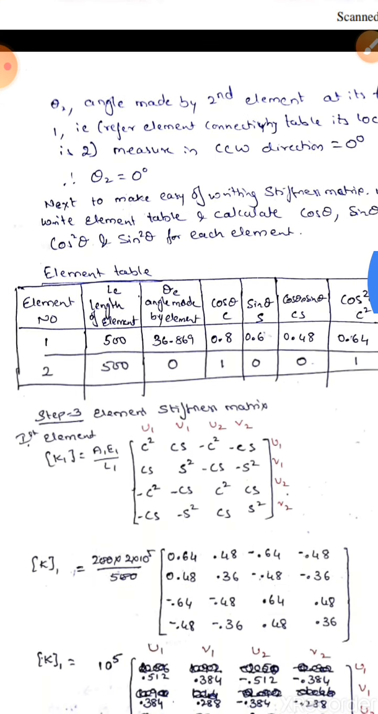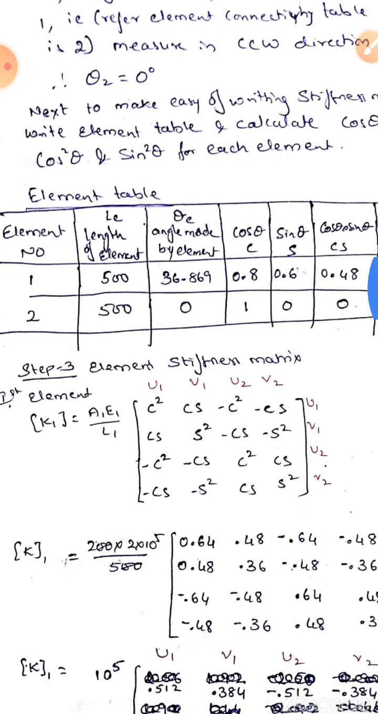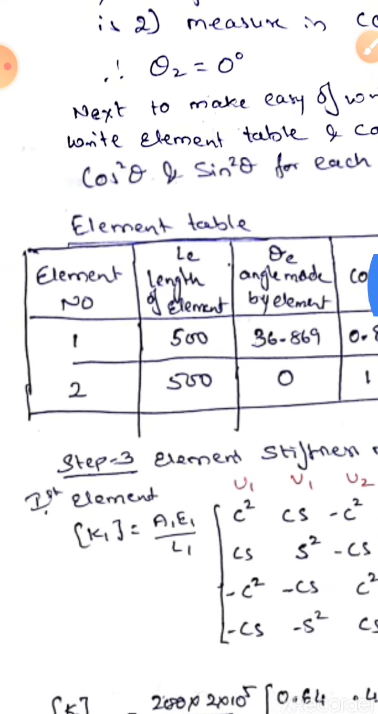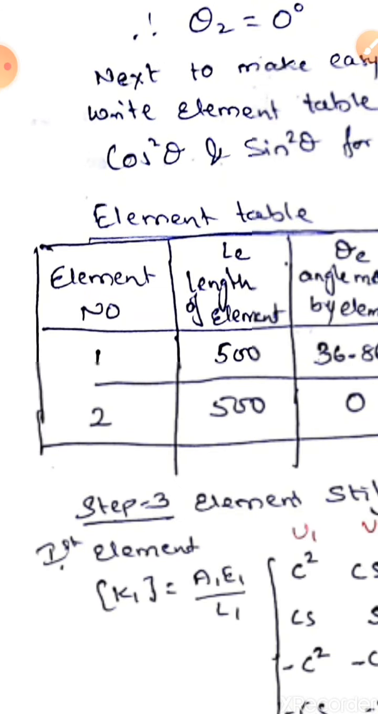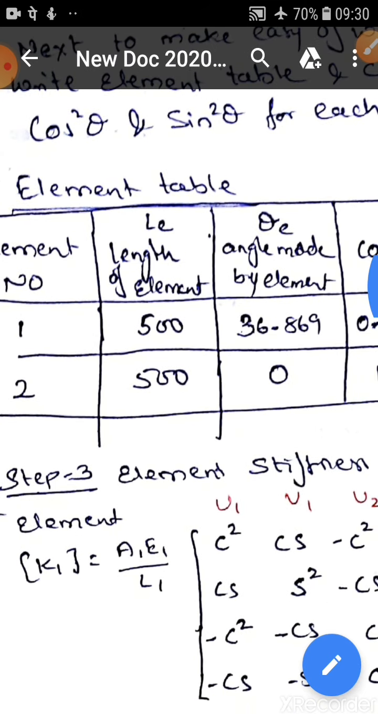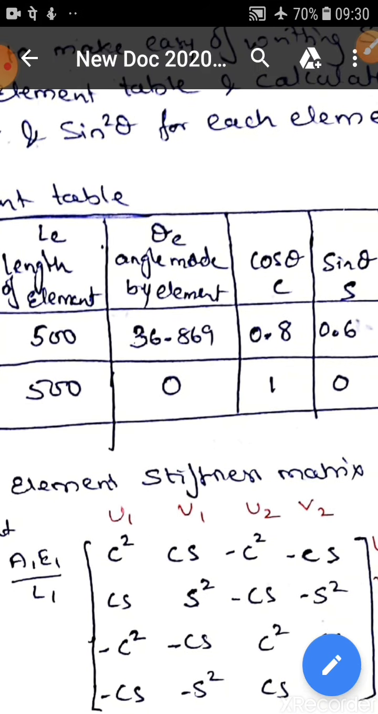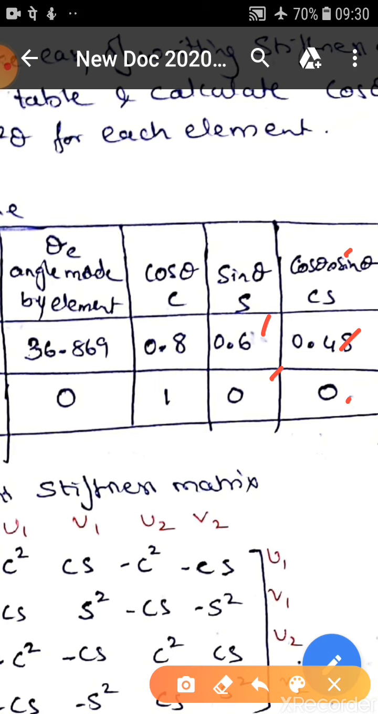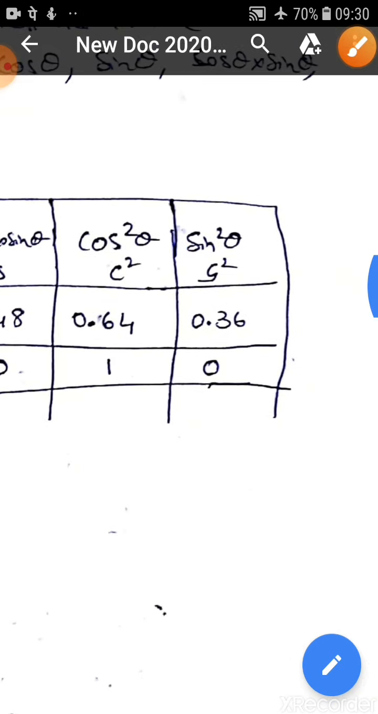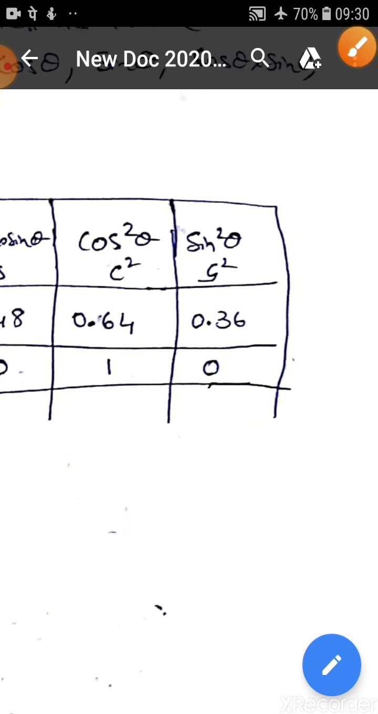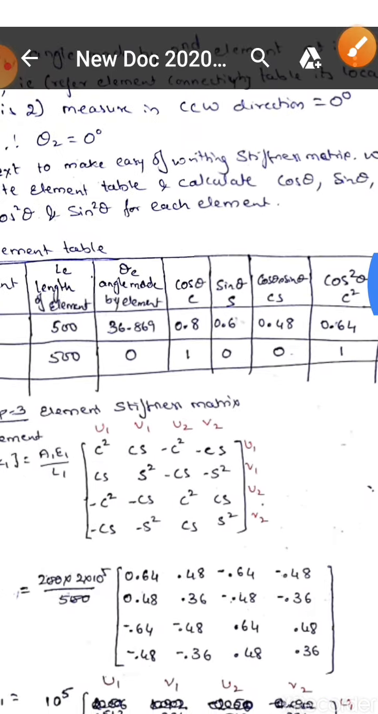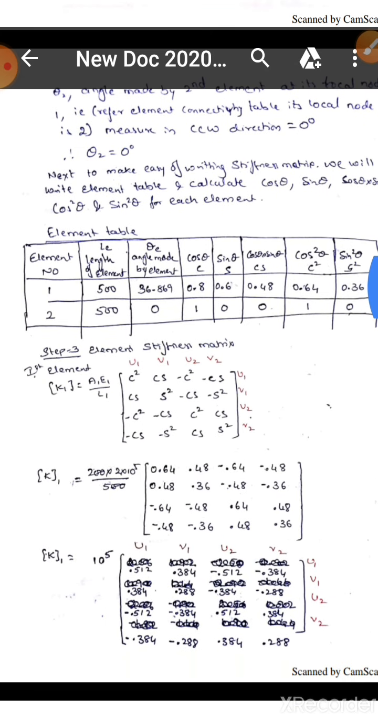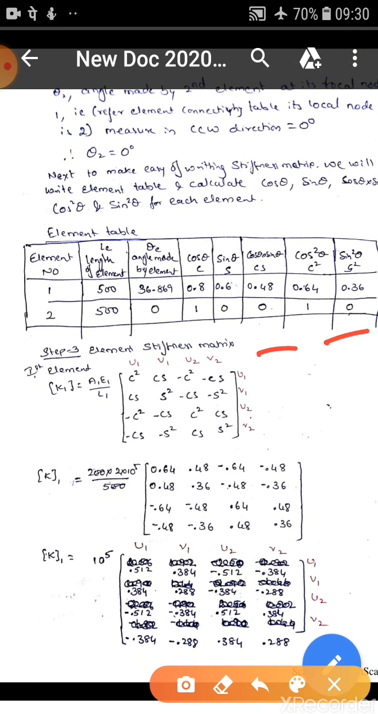Now next we will put this element table as discussed. This element table gives the information about the element number, the length of that element which we have determined, the angle made, cos theta, sin theta, the cos into sin values, cos square theta and sin square theta. These values are directly determined and fed in this element table. Once we feed it, these CS and C square values are directly fed into your stiffness matrix.